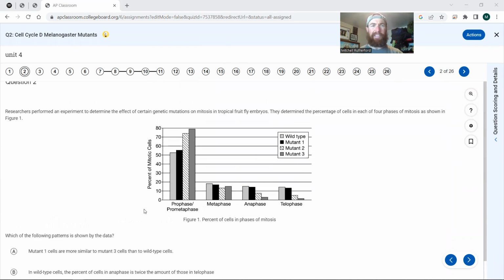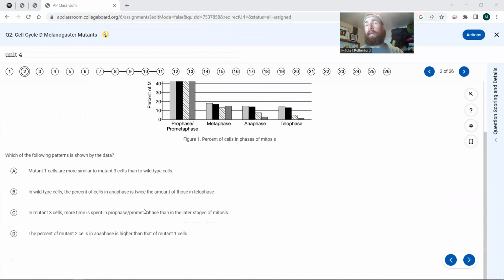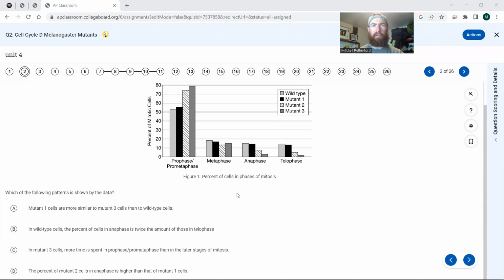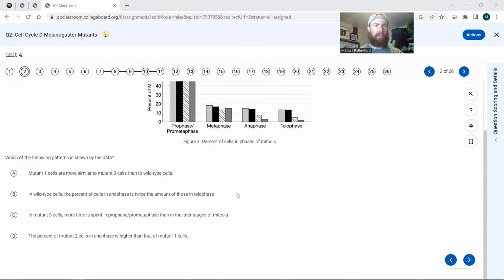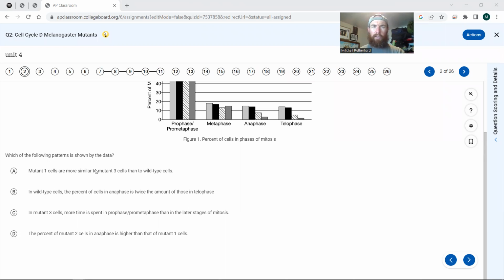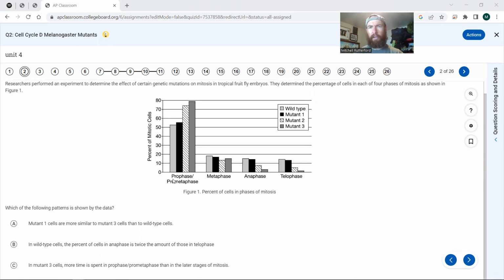So I'm going to skip down to the question because a picture says 1,000 words. You can look at that graph for forever and not really know exactly what you're looking for. Obviously, we can see some stuff happening in prophase, metaphase, anaphase, telophase. Okay, so mutant 1 cells are more similar to mutant 3 than to wild type. So now I'm looking up, I see the key here is going to be wild type and mutant 1, mutant 2. So mutant 1 is the dark one, is more similar to mutant 3. Okay, so these two, they don't really seem that similar at all.